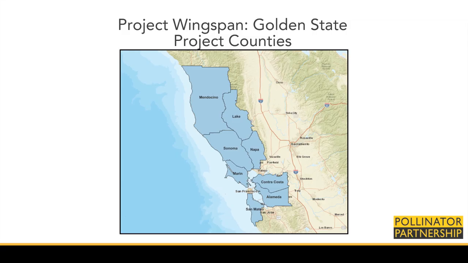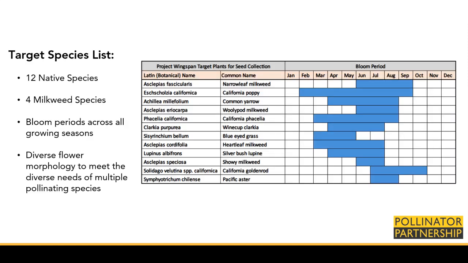For a little bit of review, this project is focusing on 8 counties surrounding the San Francisco Bay. Throughout this project area, we are working to locate populations of native plants, collecting seed, and finding active pollinator habitat projects to support. There are 12 native plant species that are included on our target plant list, including 4 species of milkweeds as illustrated here on this bloom chart.